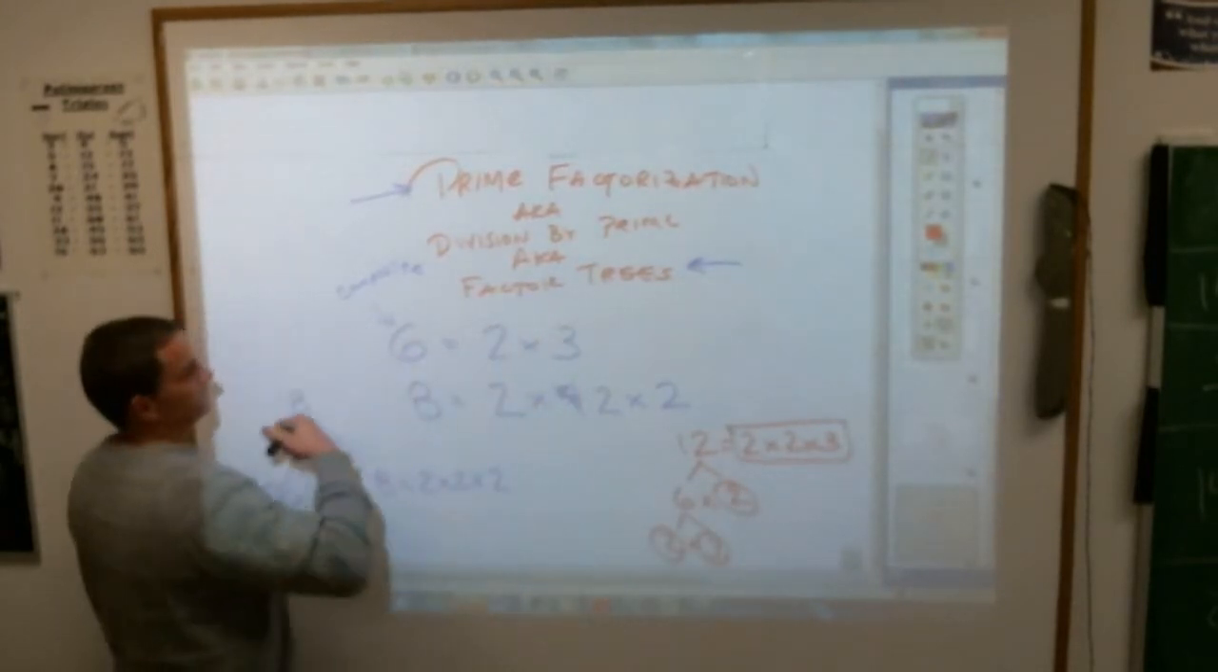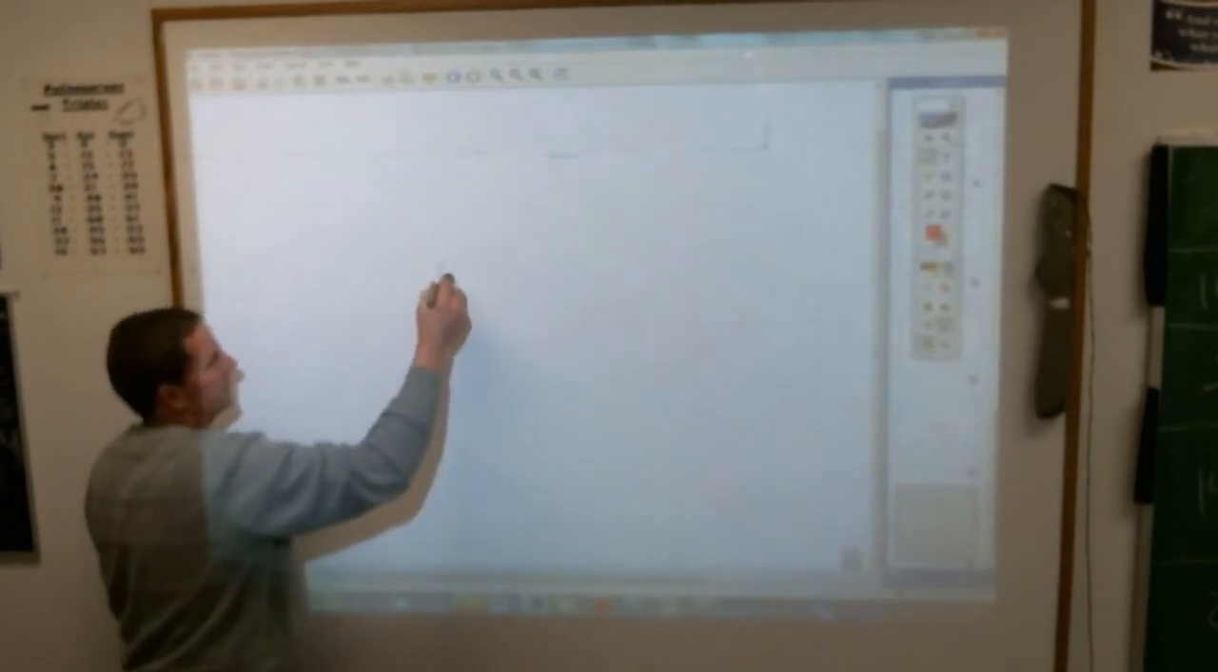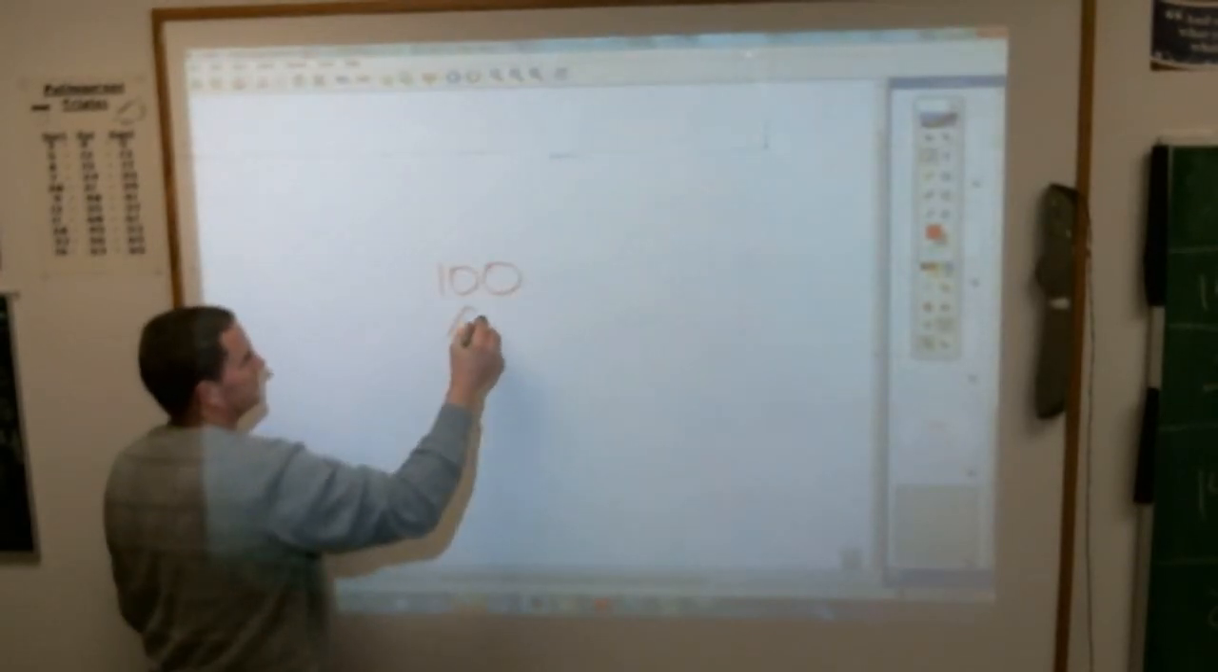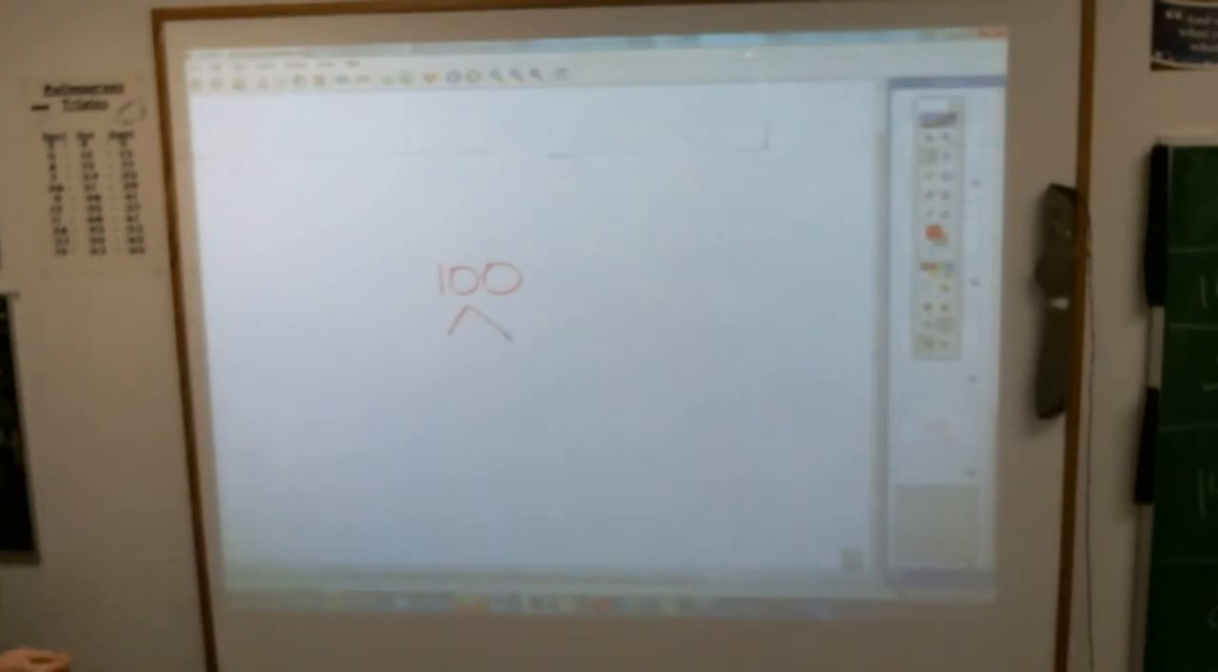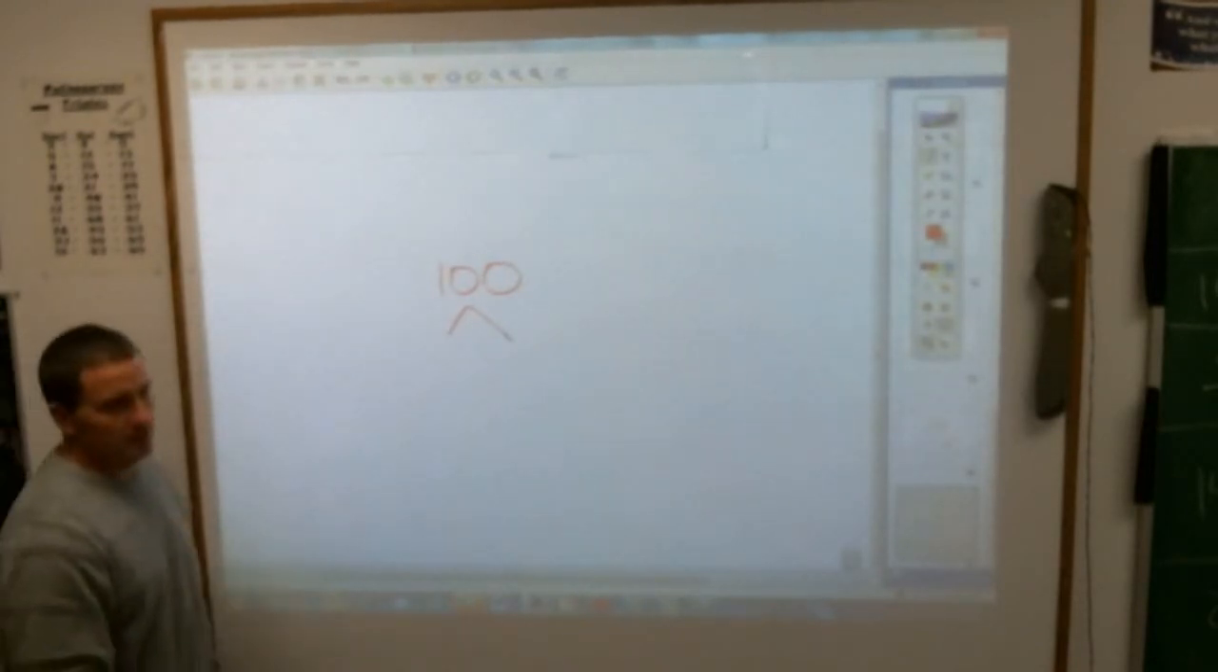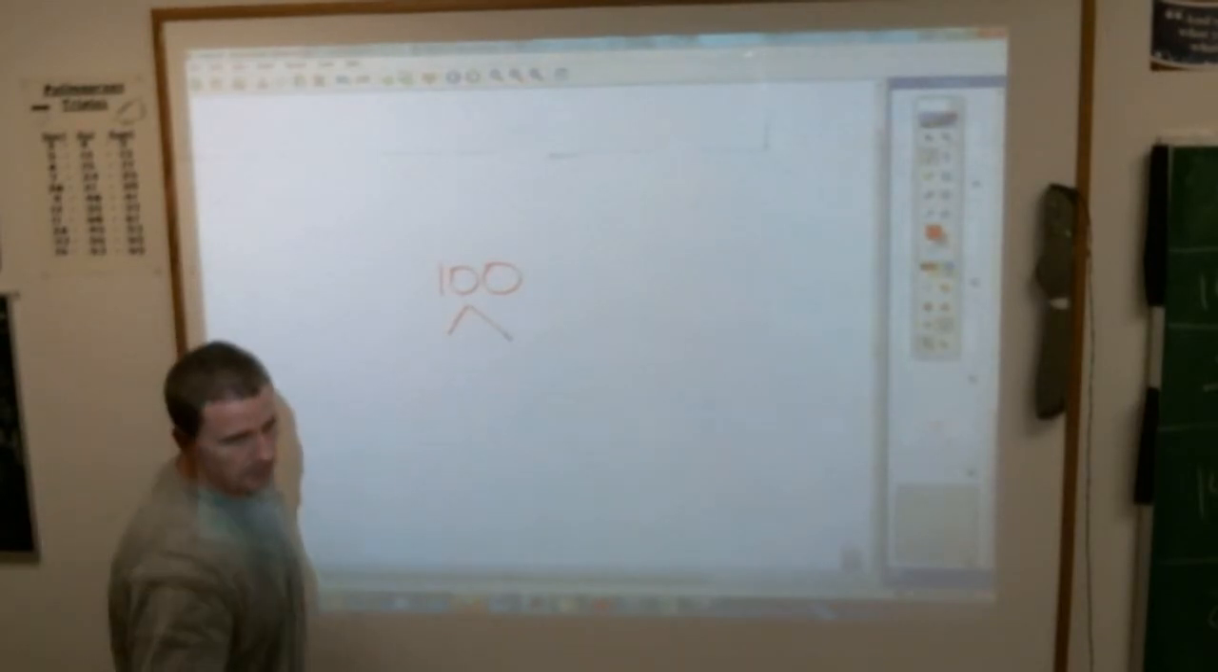Let's do a harder one. Let's say 100. And again, it doesn't matter what number you start with, you'll get the same answer in the end. You could take 25 times 4, you could do 50 times 2, you could do 10 times 10, either way. Riley says let's do 10 times 10.